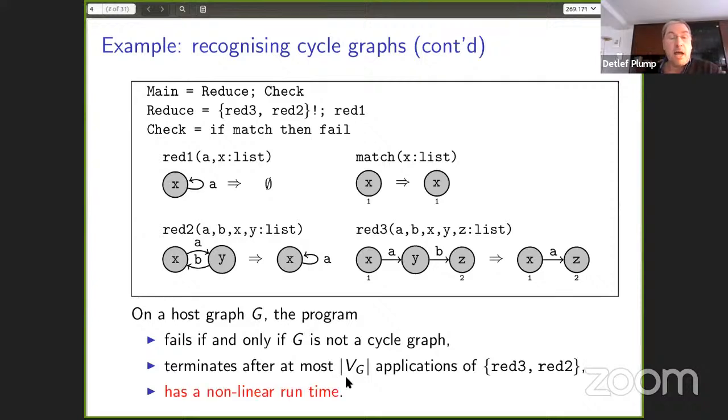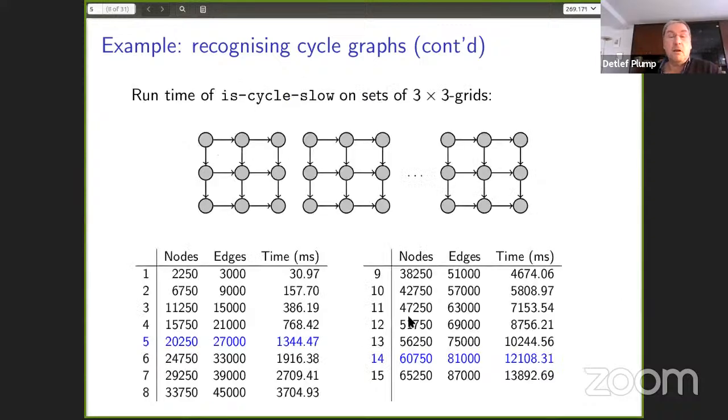So the issue is here in red: we have a linear number of rule applications, but the runtime in the actual implementation will be non-linear, because each application of red2 and red3 requires a rule matching, which itself is not constant. I will discuss that in a moment, but let me first give a little bit of evidence. Here's an actual timing example for this is-cycle slow program on a particular graph class, which I called sets of 3x3 grids. So we have a, in general, disconnected graph consisting of 3x3 grids, which are graphs in themselves.